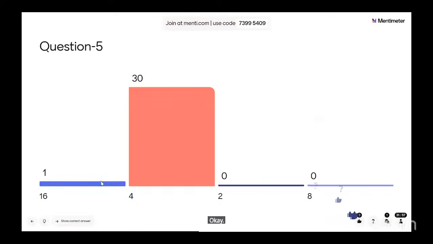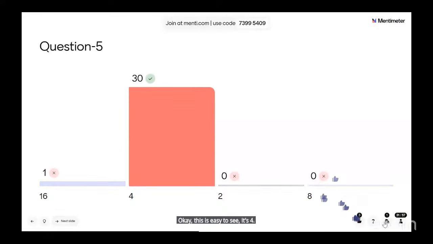Okay, this is easy to see. It's 4. Okay, fine.